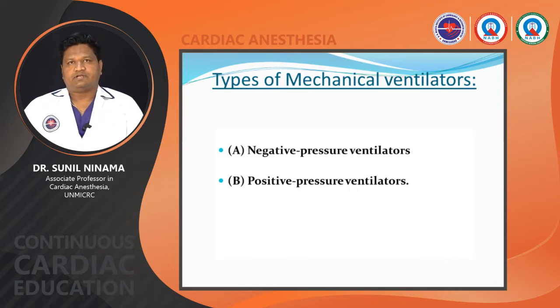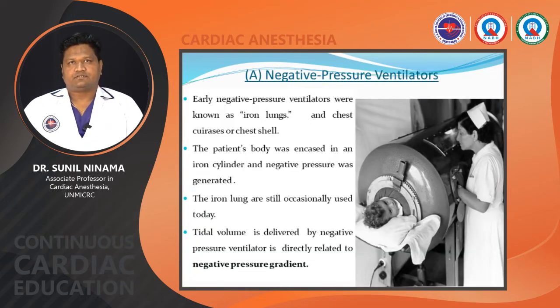Types of mechanical ventilators: there are two types, negative pressure ventilators and positive pressure ventilators. What do you mean by negative pressure ventilators? Early negative pressure ventilators were known as the iron lung and chest cuirass. The patient's body was encased in an iron cylinder and negative pressure was generated in this cylinder. That's why the tidal volume delivered by a negative pressure ventilator is directly related to the negative pressure gradient.